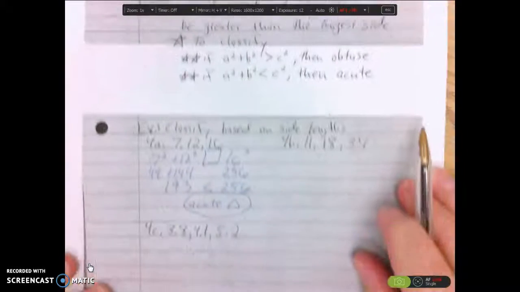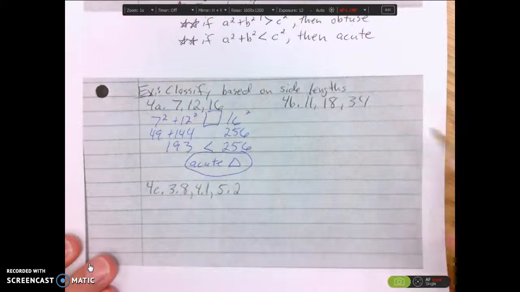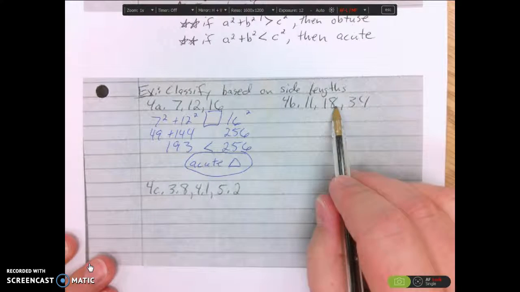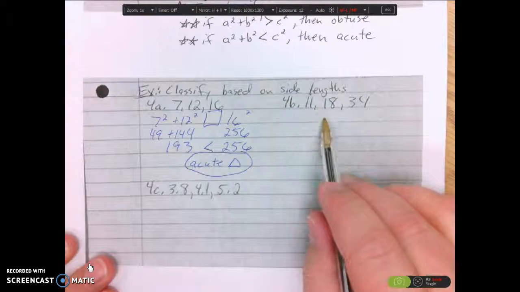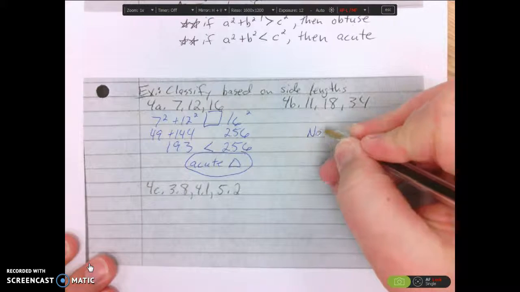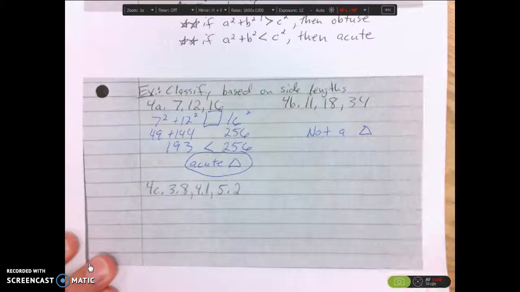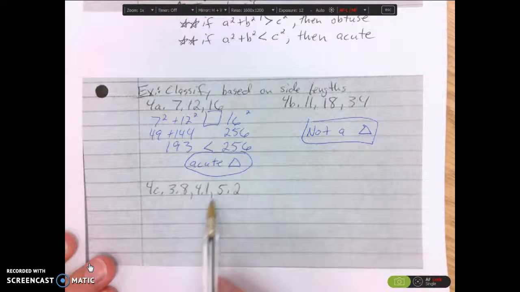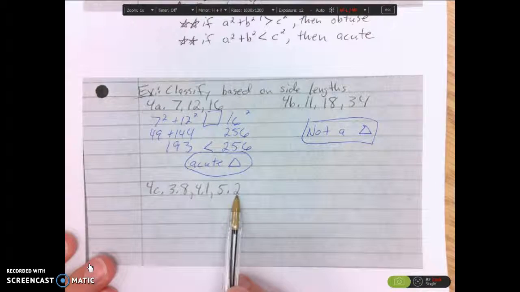For B here, let me pull this up a little bit, last couple here. B says 11 and 18 and 34. Well, 11 plus 18 would be 29. 29 is not bigger than 34, so this wouldn't even make a triangle. Not a triangle. And the last one, 3.8 and 4.1, I think you can tell because 4.1 and 3.8 is clearly going to be more than 5.2.